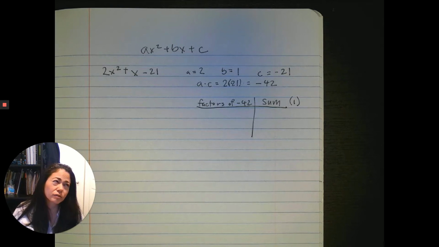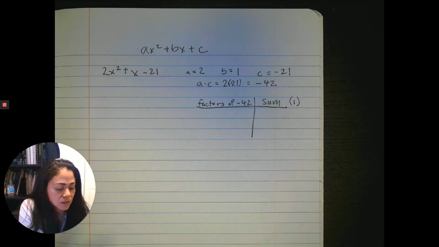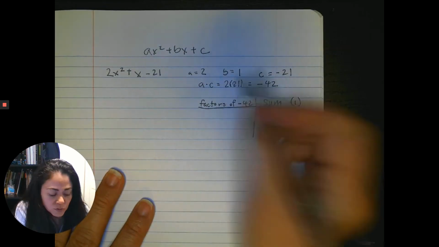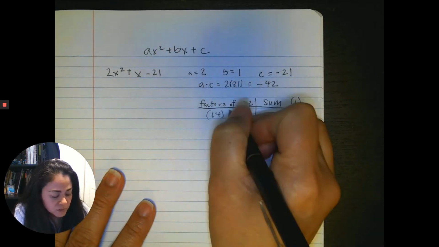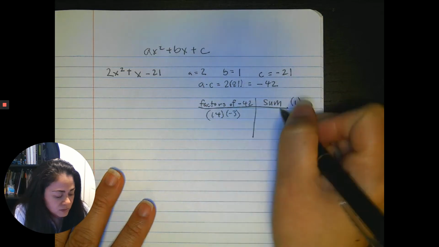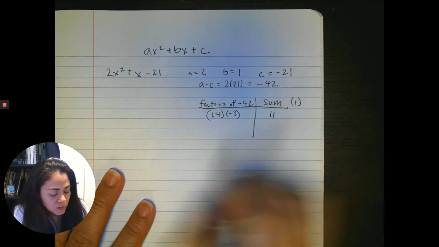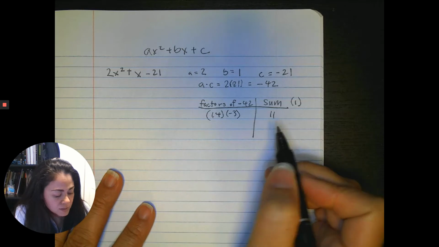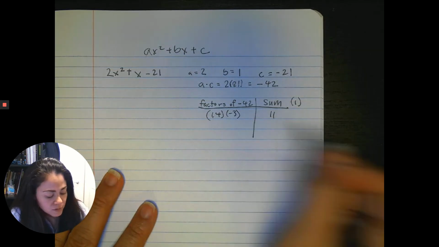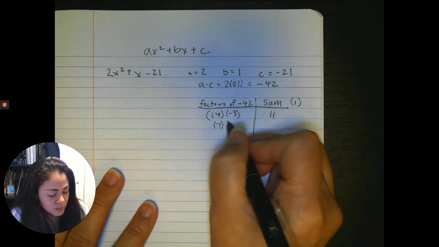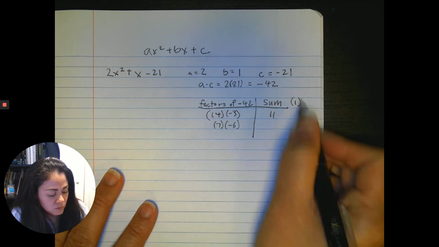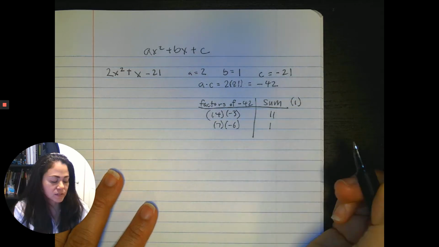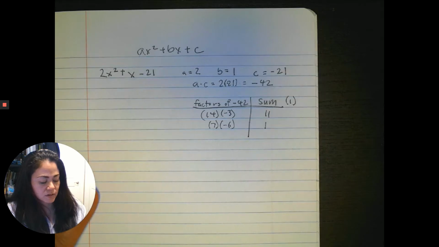Is 42 divisible by 4? No, it's divisible by 3. That would be 14 and 3. Positive 14 times negative 3 definitely does not add up to positive 1. 6 times 7, there we go. And if we make 7 positive because it's bigger, then our result would be positive 1. Excellent. 6 times 7, well, negative 6.